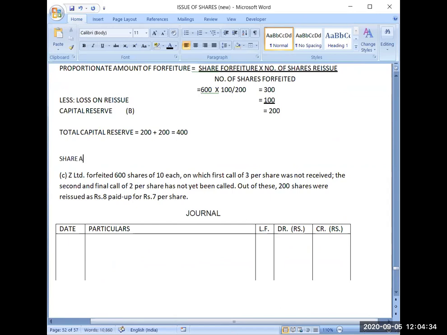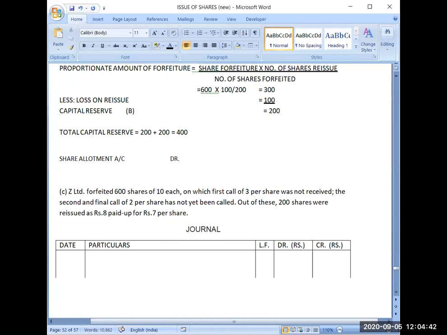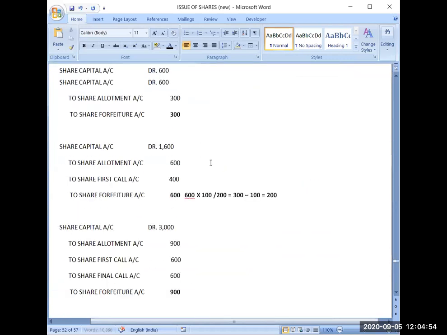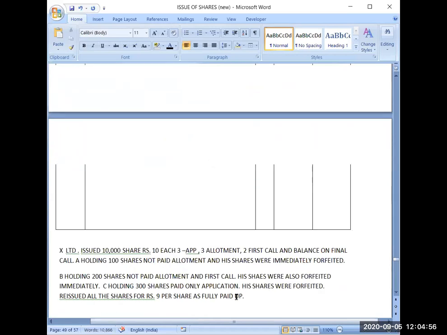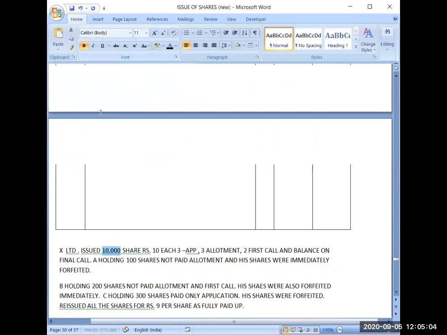Share allotment account debit, to share capital account. It is the due entry for allotment money. It is a very important point for your questions. On how many shares? See the question. We have issued 10,000 shares. On how many shares will you be making the allotment money due? That is my question.